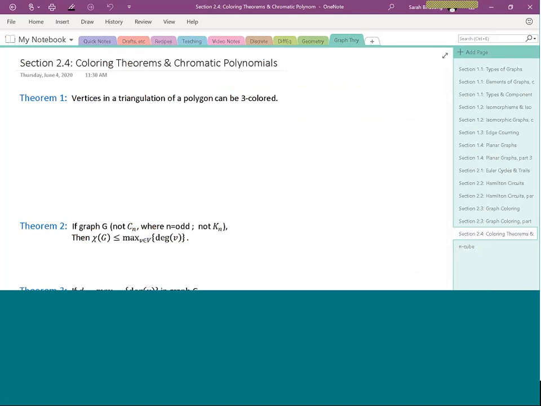So theorem 1 says if you have a polygon, and this means the following: this is a graph that looks like some polygon. So maybe it looks like this guy. I'm just arbitrarily putting in a bunch of edges.